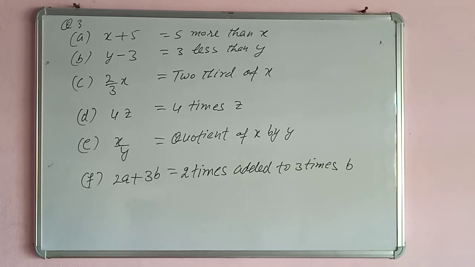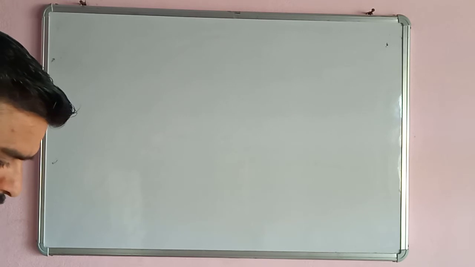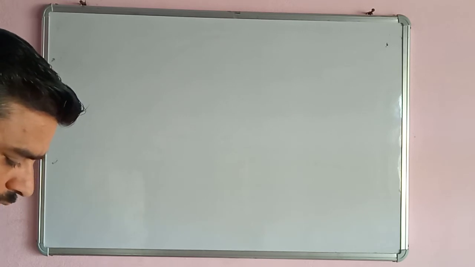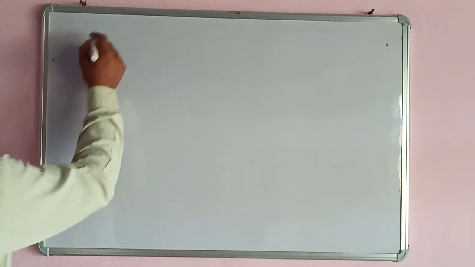And next there is question number 4. There are 38 students in a class. If x more students join the class, then how many students are there in the class? So there are 38 students in a class. How many students are already there in the class? That is 38.